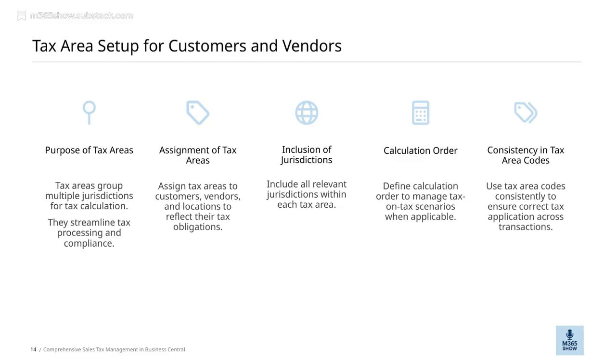Now, let's talk about setting up tax areas for our customers and vendors. Consistency is key here, so it's important to use tax area codes uniformly across all transactions. This helps ensure that the correct taxes are applied every time, reducing errors and streamlining our process.